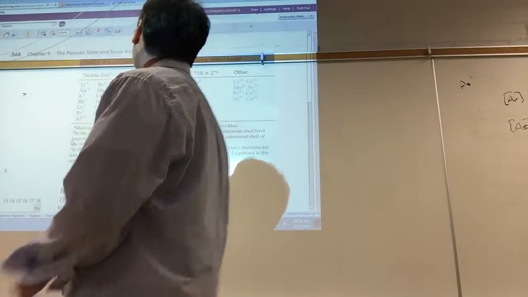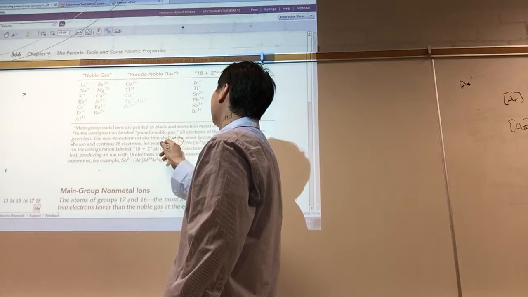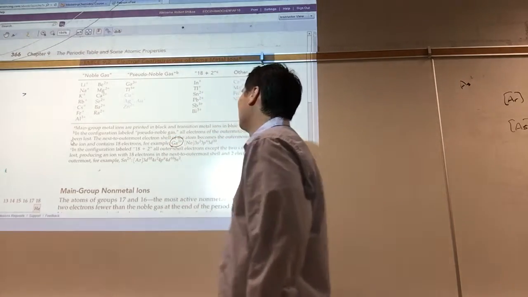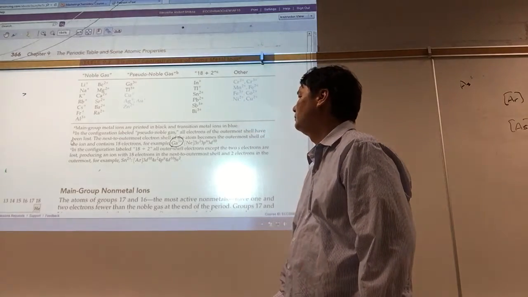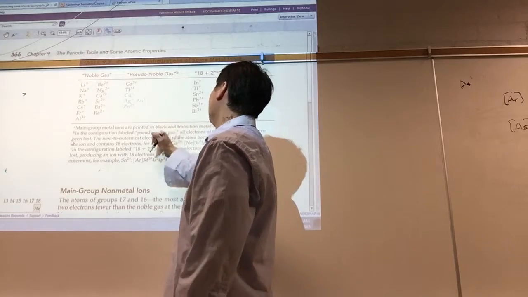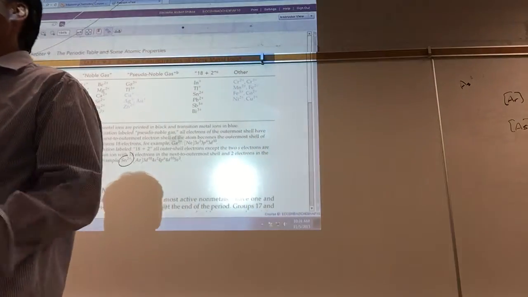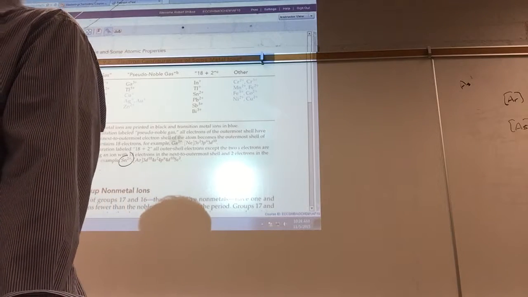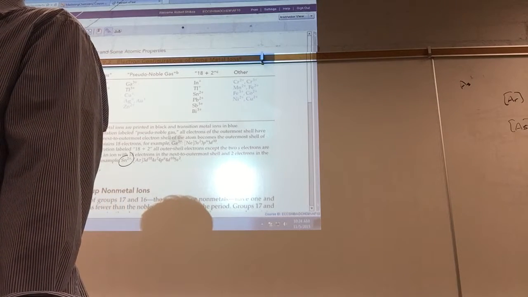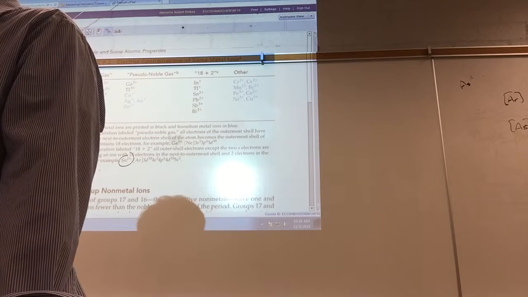Now let's take a look at, for example, what they gave us here, gallium 3 plus. Actually, that's not the one. This is 18. That's 18. Let's look at tin 2. What are the common charges for tin? Plus 2 and plus 4. Why plus 2?